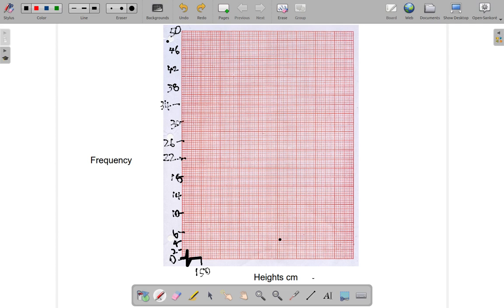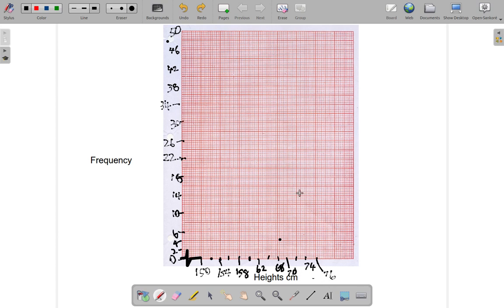That's 150, 152, 154. Let me write my 154 here. Then I have 156, 158, 160, 162. 160 would be here, 162 would be here. I don't have a space to write all the numbers. 164, 166, 168, 170. Let me put 170. 172, 174, 176. All right, this here is 176.